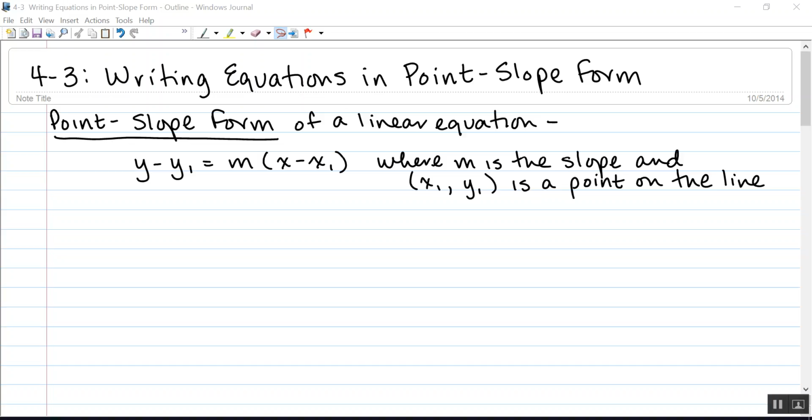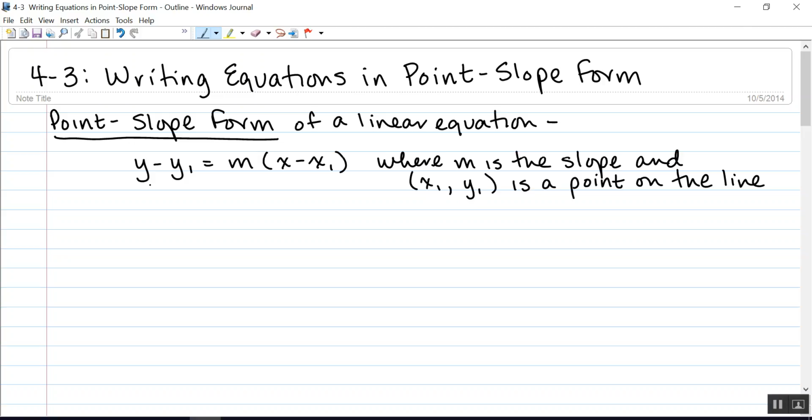Section 4.3 is on writing equations in point-slope form. So this is a third form of writing the equation of a line. Point-slope form looks like this: y minus y1 equals m times the quantity x minus x1, where m is the slope, as it has been before, and x1, y1 is a point that lies on that line.